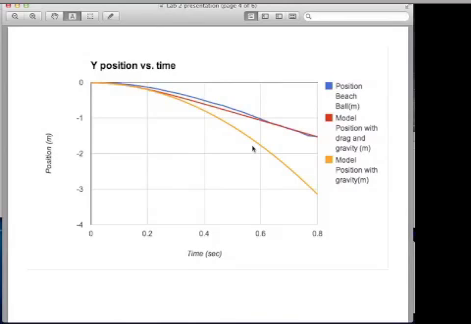So basically, you can see here that the red line is a much better fit for the particular beach ball in this case. That makes a lot of sense because the beach ball is a large object, but it has very small mass, so it would be very susceptible to air resistance and drag force.